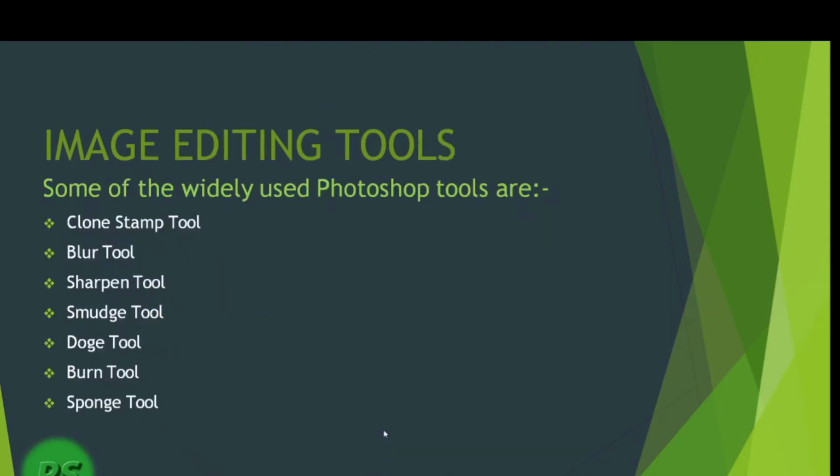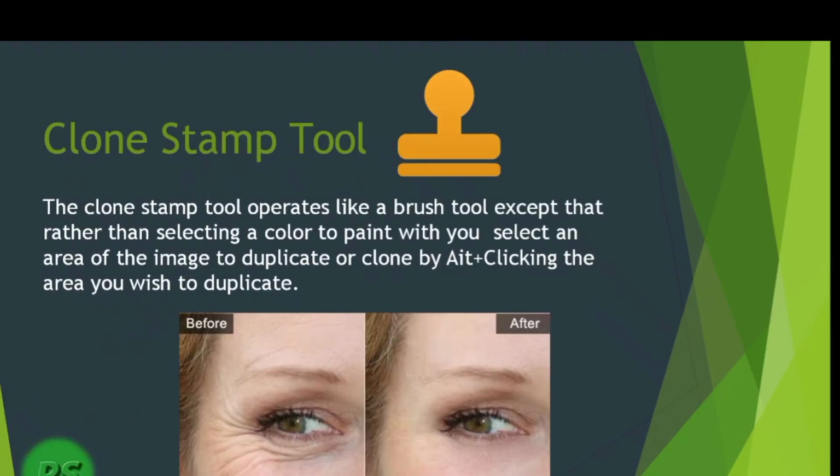The next is image editing tools. Some of the widely used Photoshop image editing tools that we can use mostly are: number one, the clone stamp tool, blur tool, sharpen tool, smudge tool, dodge tool, burn tool, and sponge tool. Now, the first tool is the clone stamp tool.